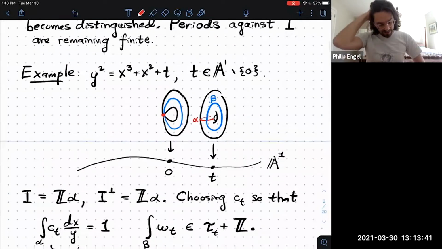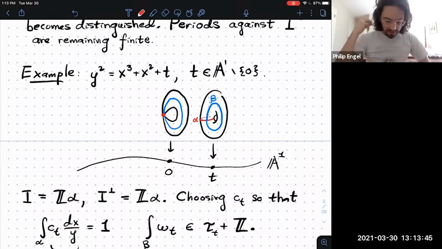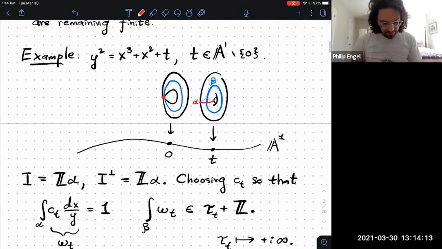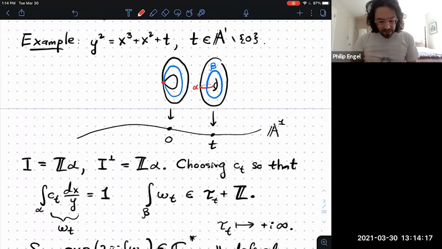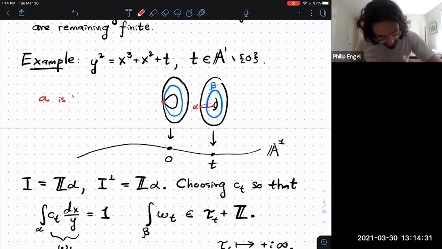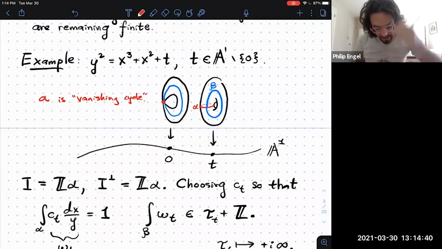A classic example of a one-dimensional abelian variety is an elliptic curve. And here's this family of elliptic curves, y^2 = x^3 + x^2 + t. Now we're going to imagine varying the t parameter within the affine line. At t = 0, this thing degenerates to a nodal cubic, so it has a singularity. So there is going to be a degeneration of the period mapping for elliptic curves. The distinguished subspace I of the homology is generated by this class alpha, which is collapsing to a point. So alpha is called the vanishing cycle, and periods against the perp of alpha are remaining finite.